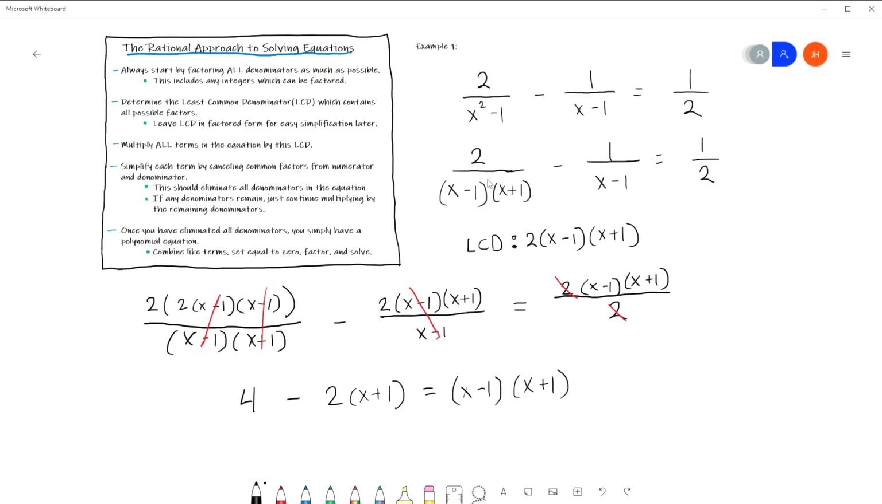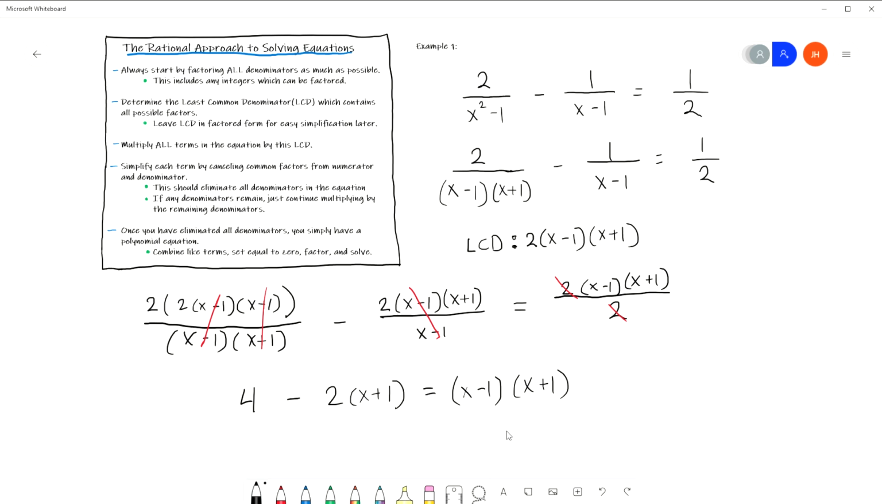So in general, guys, what we just did here was take all the denominators of this expression and multiply everything by those denominators, because that allows us to have an equation which is simply a polynomial equation. Once you've eliminated all the denominators, you just have a polynomial equation, so we already know how to solve these. Just simplify things, combine like terms, set it all equal to 0, factor it, and solve it. So let's go ahead and do that real quick.